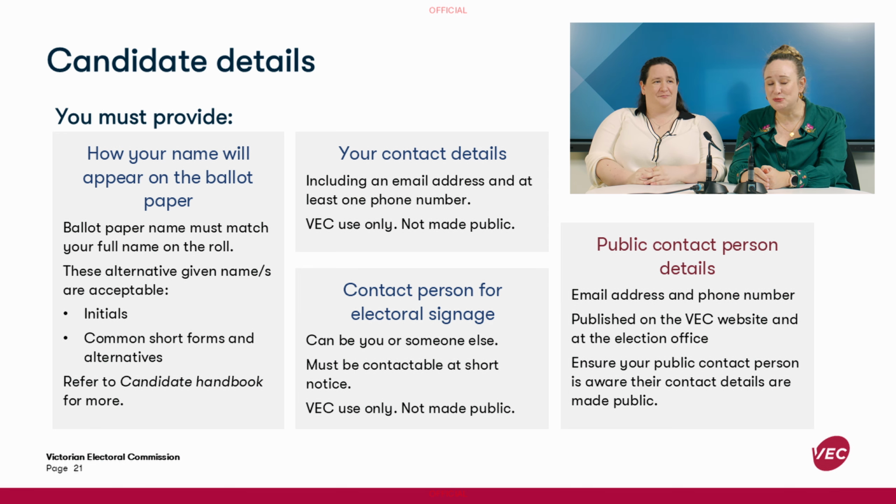You must also provide a contact person who the VEC will contact regarding any complaints or inquiries about your election signs. You can provide contact details for yourself for this purpose or another person, including the same person to act as your public contact and your signage contact. These details will not be published, but will be used for official purposes, including at short notice.